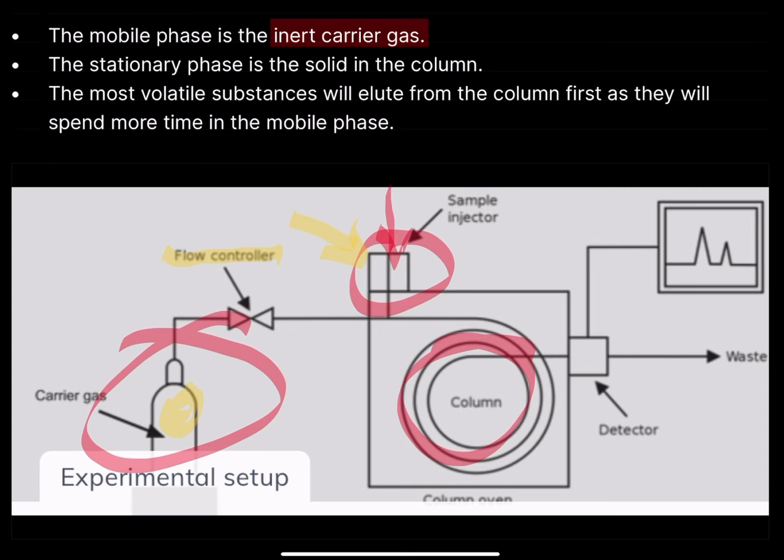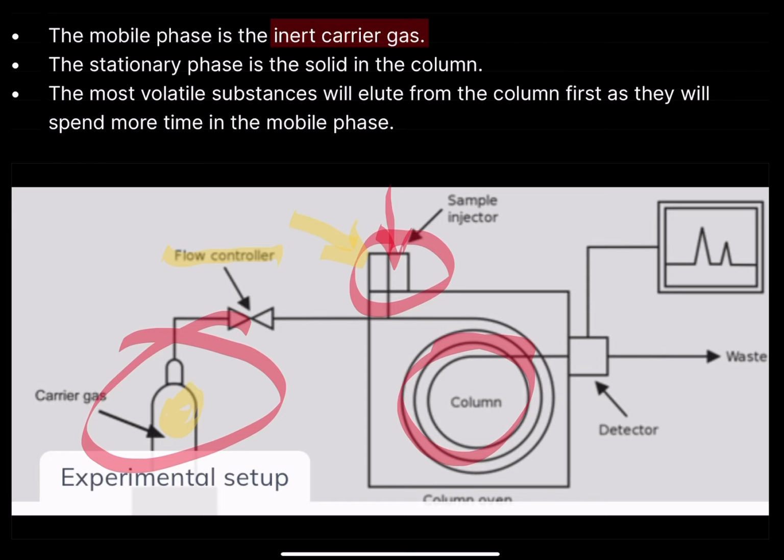Now, the most volatile substances would elute from the column first, as they will spend more time in the mobile phase. So the more volatile it is, remember volatility is how easy a substance turns into gas, the more quickly it will elute from the column, because it has a higher affinity to the mobile phase, and the mobile phase here is the carrier gas.